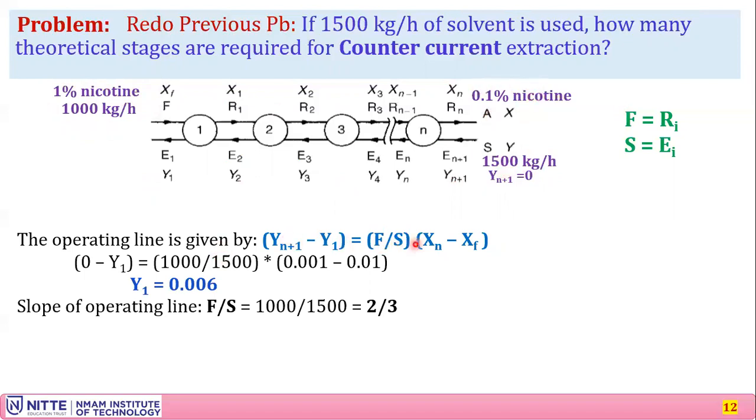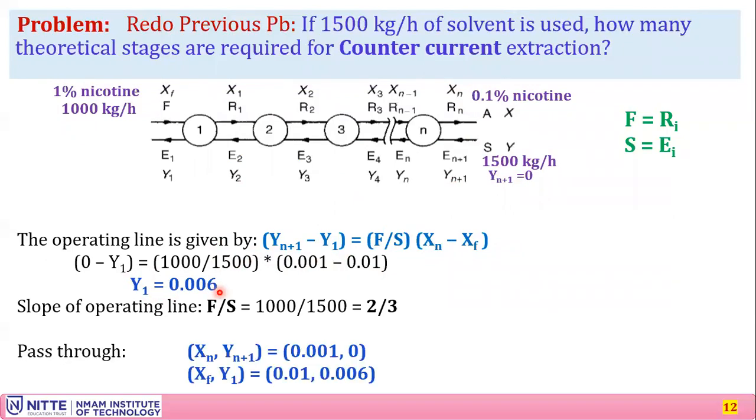This is the operating line that we have already derived. Substitute it. yn plus 1 is 0, y1 is unknown, then f by s, feed to solvent ratio, xn is 0.001, xf is 0.01, so y1 is 0.006. So the values are known to us. That is, the operating line has a slope 2 by 3. It passes through the value 0.001 comma 0, that is xn and yn plus 1, and another value 0.01 comma 0.006. So it passes through 2 points.